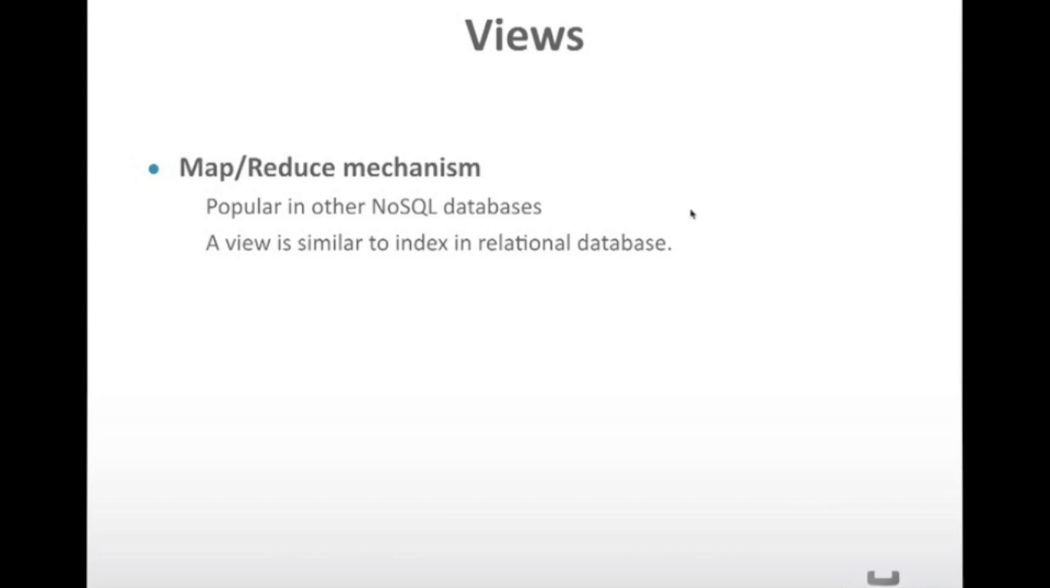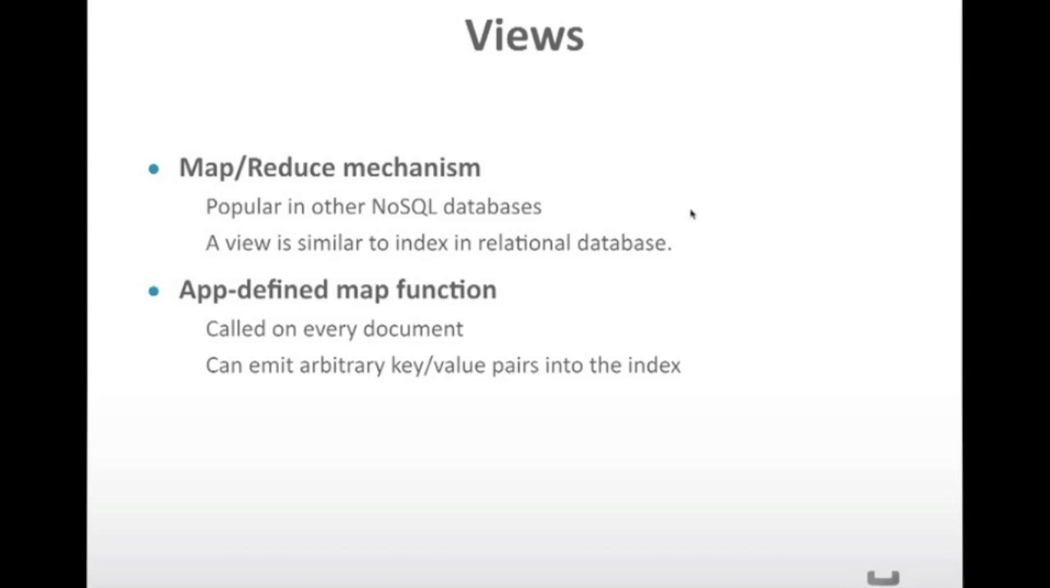So views use a map reduce mechanism. This is something that's used a lot in other NoSQL databases, especially CouchDB, which is where a lot of the inspiration for this design came from. Also various Google projects have used it. I think Google originally invented it. It's like an index in a relational database. It uses an application-defined map function. In your code, the map function is actually going to be a block, an Objective-C block. It's called every time a document gets added, and it gets to emit one or more arbitrary key value pairs into the index. There's also an optional reduce function.